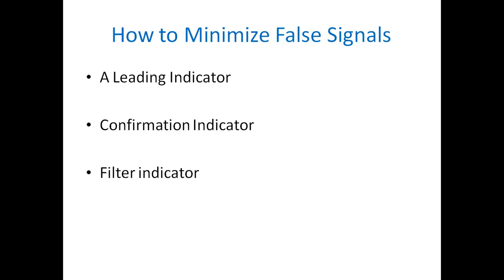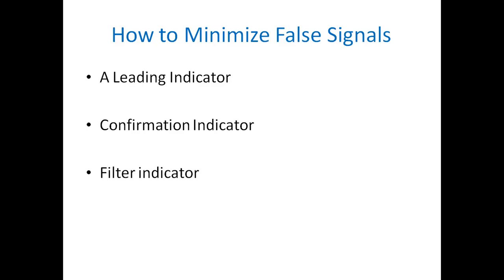Just like an army going to the battlefield, you need a commander that will command and instruct the soldiers. You will need a leader. That is what I want to say. Good. A leading indicator here means a leader, the very first indicator that you consult. I'm talking about how to minimize false signals. So you will need a leading indicator, the first indicator that you have to consult.